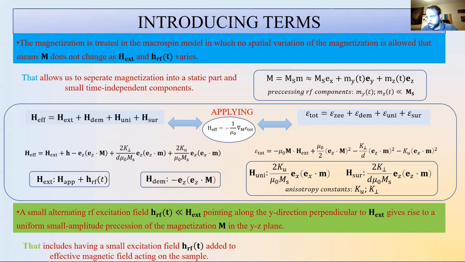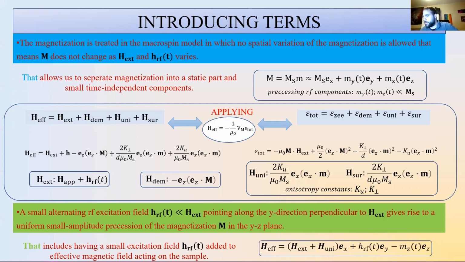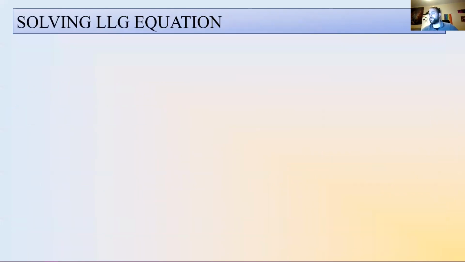And from the effective fields and their energetic counterparts, and knowing the relation that connects both, we can find all fields that have a role in this ferromagnetic resonance condition. The yellow underlined remark includes having a small excitation field HRF added to the effective magnetic field acting on the sample. So it means that we can write our effective field as given.